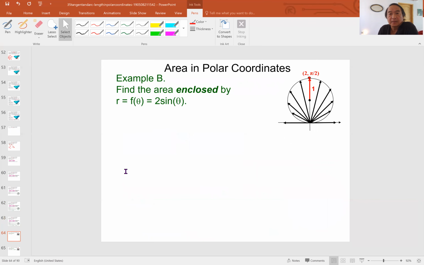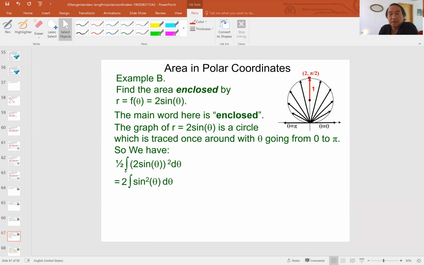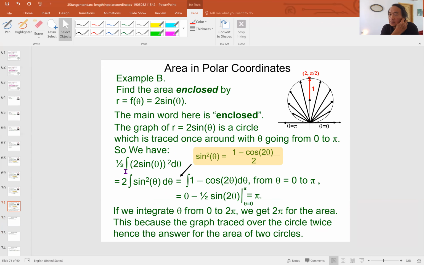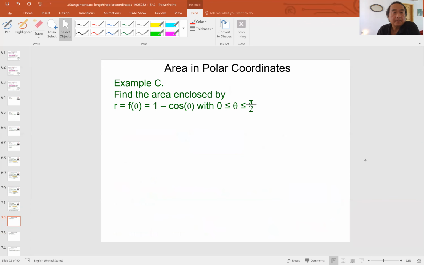If I do it and integrate that, I integrate from 0 to pi. Why? Because from 0 to pi, the area is swept through once. If I do 2 pi, I will get twice the area.